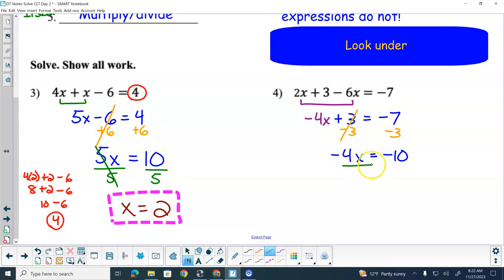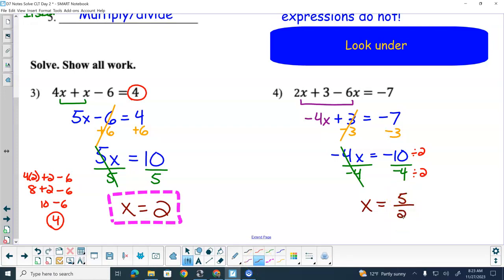Then I can divide both sides by negative 4. Cancels that out. That gives me x, and then that's going to equal a negative divided by a negative is positive 10 fourths. 10 and 4 are both even, so I can divide them both by 2. So it would be 5 halves.